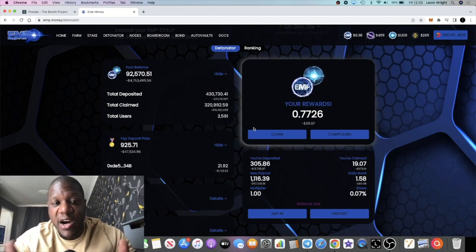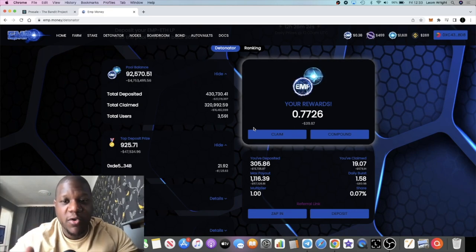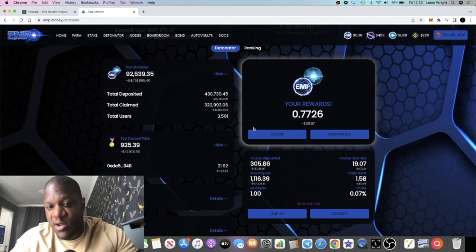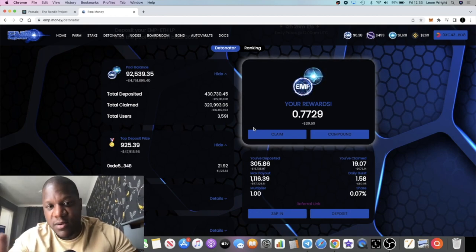So rather than having half-half locked up in an LP token, you can just claim your reward, swap your EMP into ETH or vice versa, and then you've got a bigger bag of ETH on the sidelines waiting for the bull run, or you've got EMP waiting to buy more ETH when the price comes down, for example.